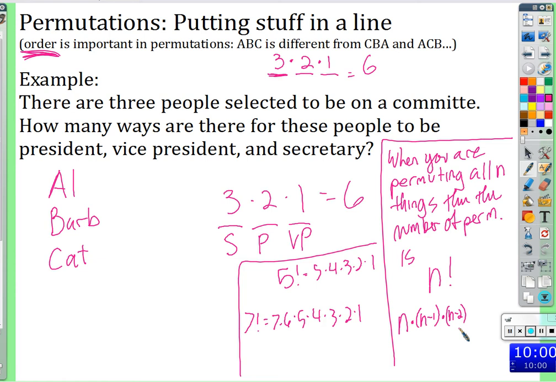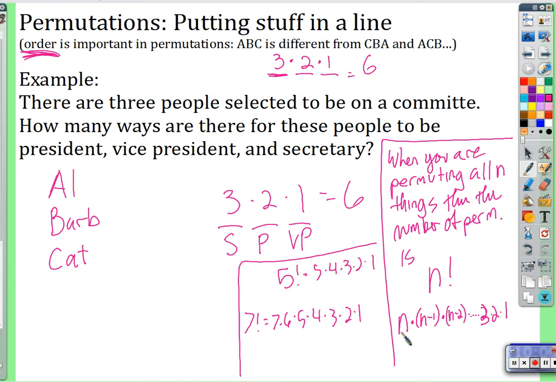n minus n plus 1 would be negative 1. You stop at 1. Yeah, you stop at 1, right? Go all the way down, always, all the way down to 3, 2, 1. Always down to the very end. So n factorial means n times every number that comes before it. 7 factorial, 5 factorial, multiply by every number.